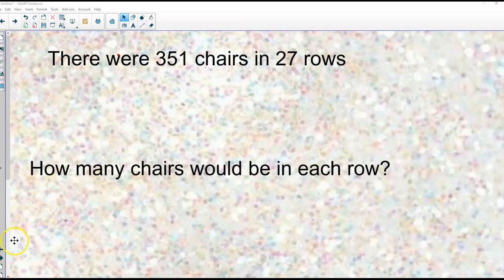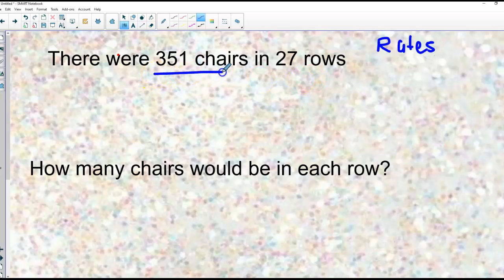This one says there were 351 chairs in 27 rows. So how many chairs would be in each row? Well, right away, if we look at this, we should know that we have a rate. Because nowhere in this does it say anything about 1. It talks about how many chairs are in 27 rows. So our goal is to figure out how many is in each. Another word for each is how much is in 1 row. There's another indicator that we're looking for a unit rate. I'm just going to abbreviate that a UR right here.